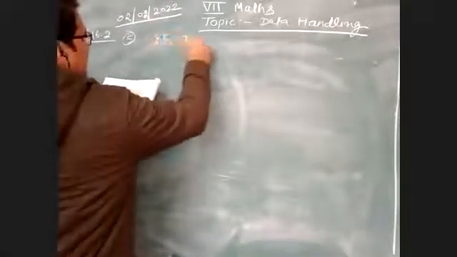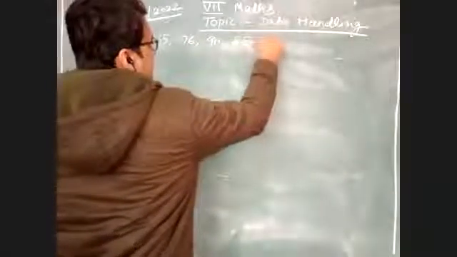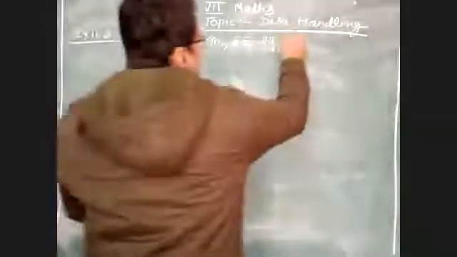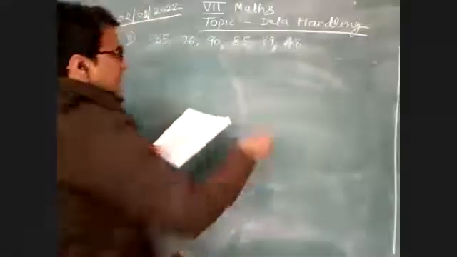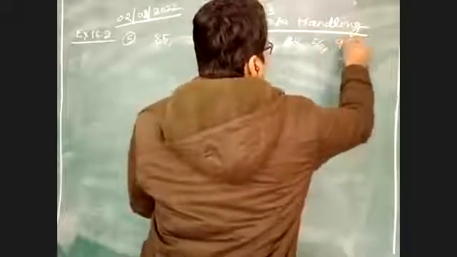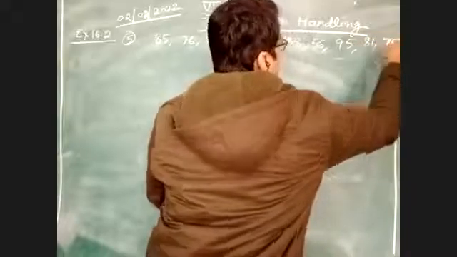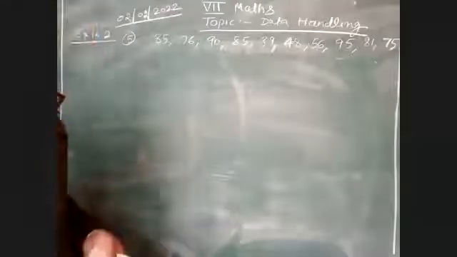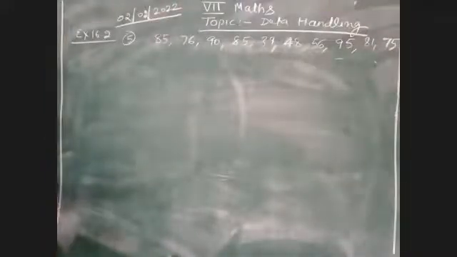85, then 76, 90, 85, 39, 48, 56, 95, 81 and 75. So this is the data that is given in your statement. 85, 76, 90, 85 and this data. These are the marks of students in a science test.